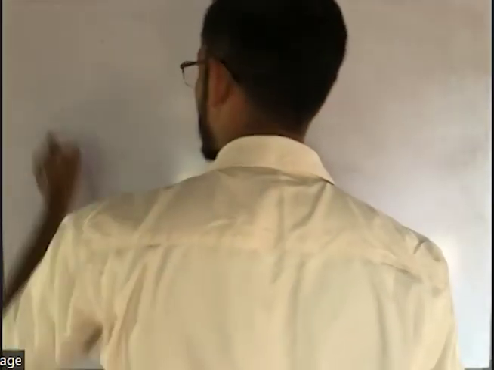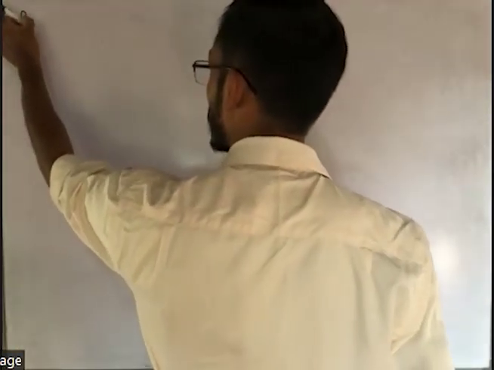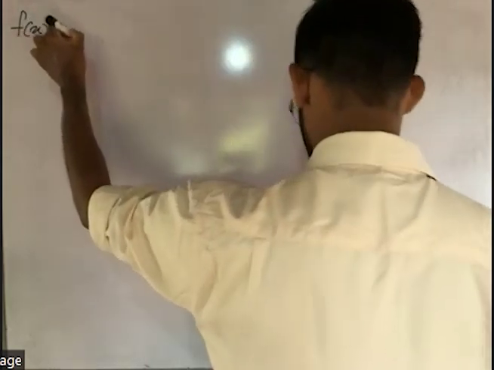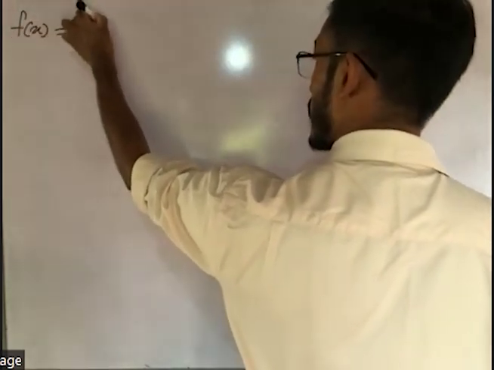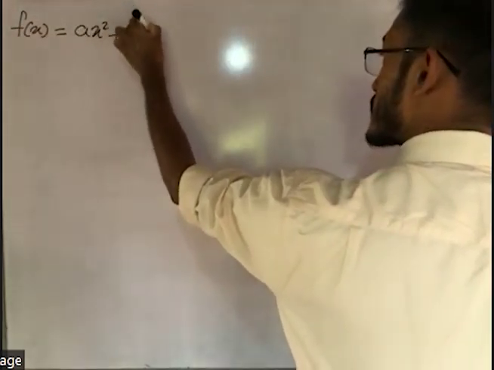Write down: developing a quadratic equation using a quadratic function. Now let's consider the quadratic function f(x) equal to ax square plus bx plus c.